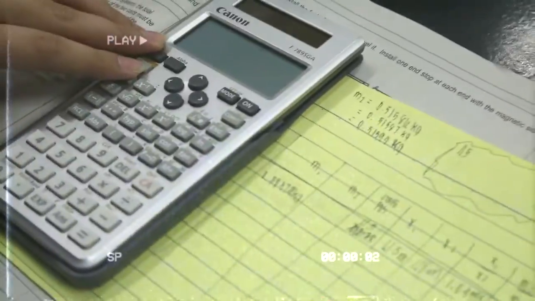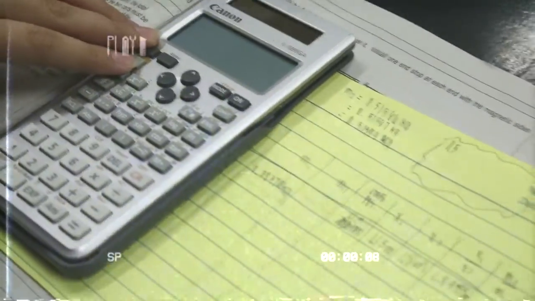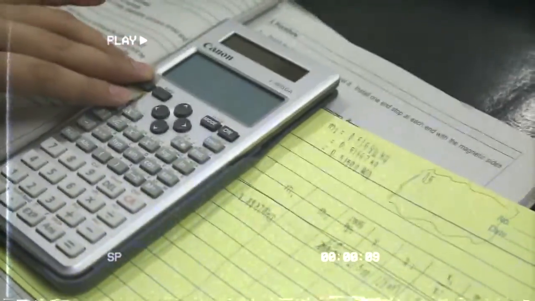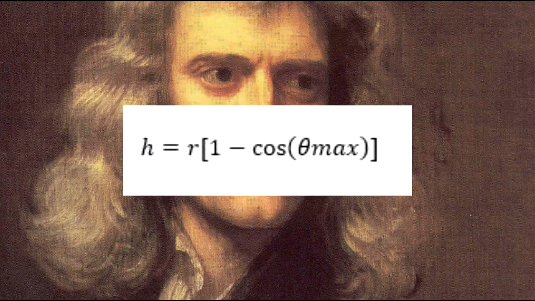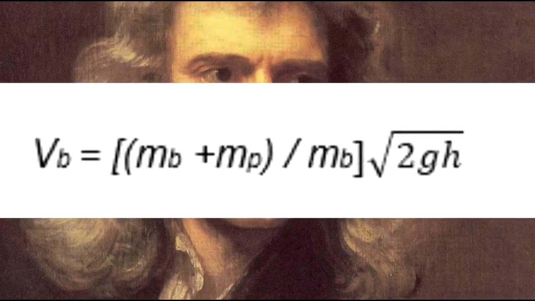Calculate the average maximum displacement. The value of your maximum displacement should be used in the equation below to calculate the maximum height that the center of mass rises as the pendulum swings up. Here is the equation. The equation on the screen and the maximum value of height will be used to calculate the launch velocity of the ball.